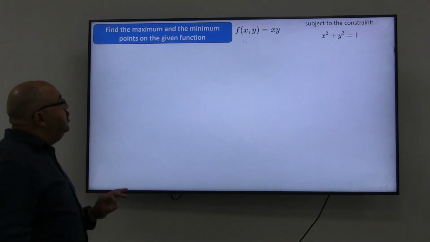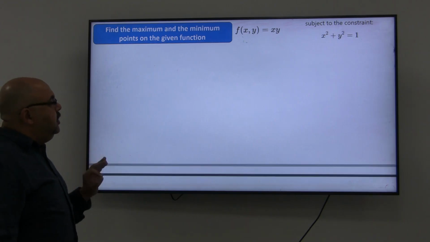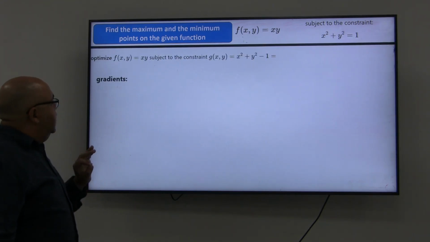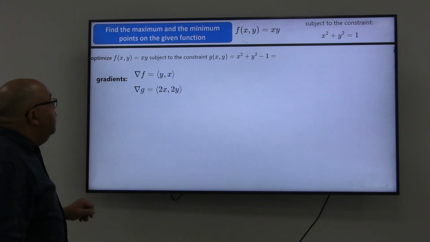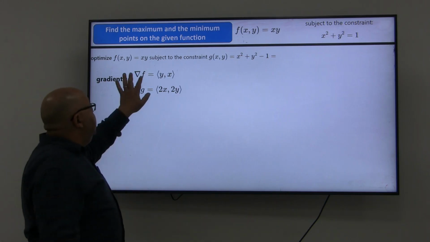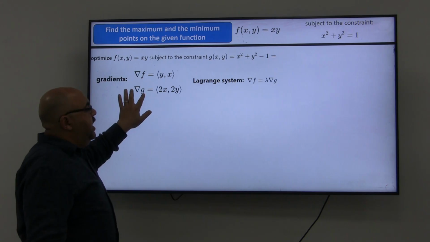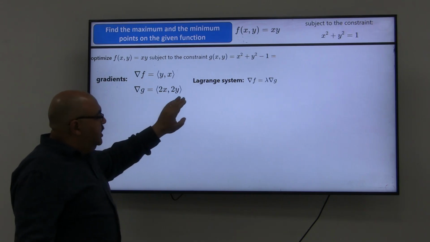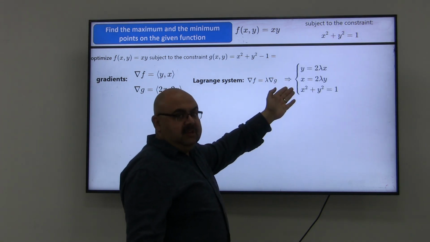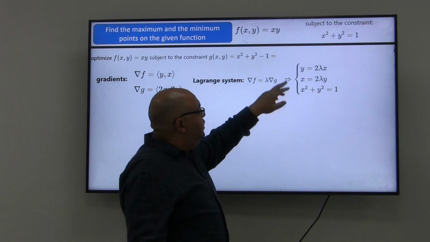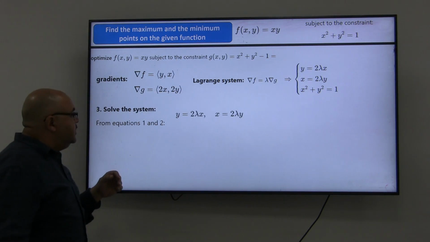And I also gave you this problem, which is xy subject to x squared plus y squared equal to 1. The same steps, get the gradient vector. Of course, I can solve it using the Lagrangian directly, but here I preferred to get the gradient vector of f and the gradient vector of g, then make the Lagrange system, gradient f equal to lambda gradient of g. Now I have the system, and I will substitute from these two values into the condition.